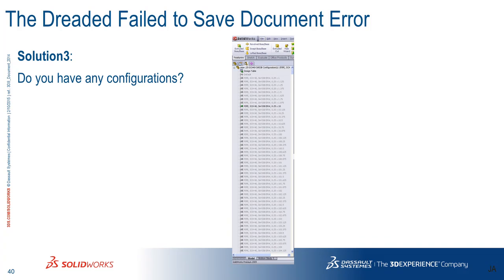Do you have configurations? If you have configurations, this one's got just a few. Cycle through some of those configurations. See if there's an error with any of those configurations. If you've got it in the design table, edit the design table, exit out, see if it's giving you any warnings that says, this row will not work or this configuration will not work. Find and modify the problems with it that way.